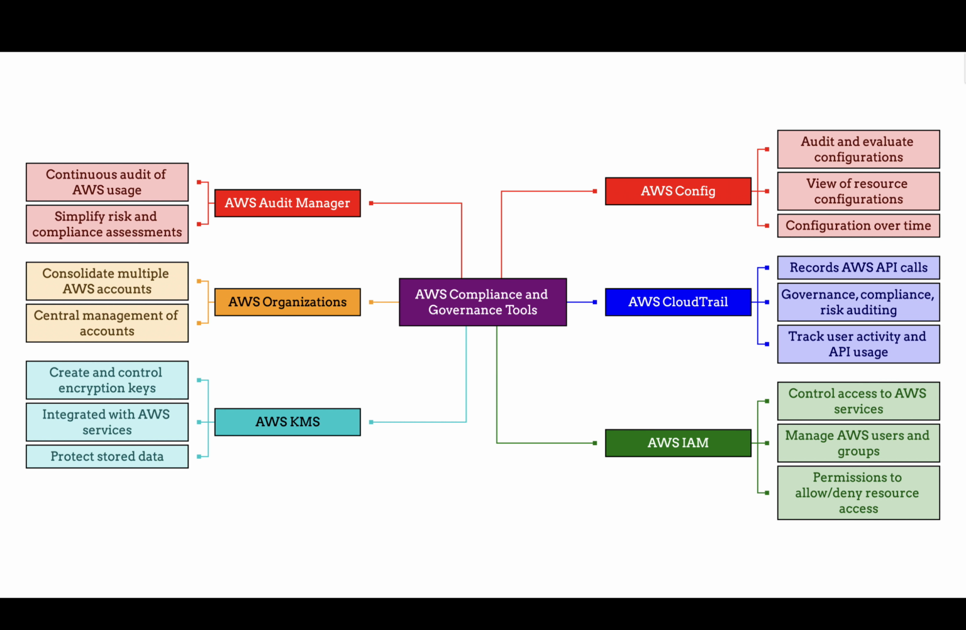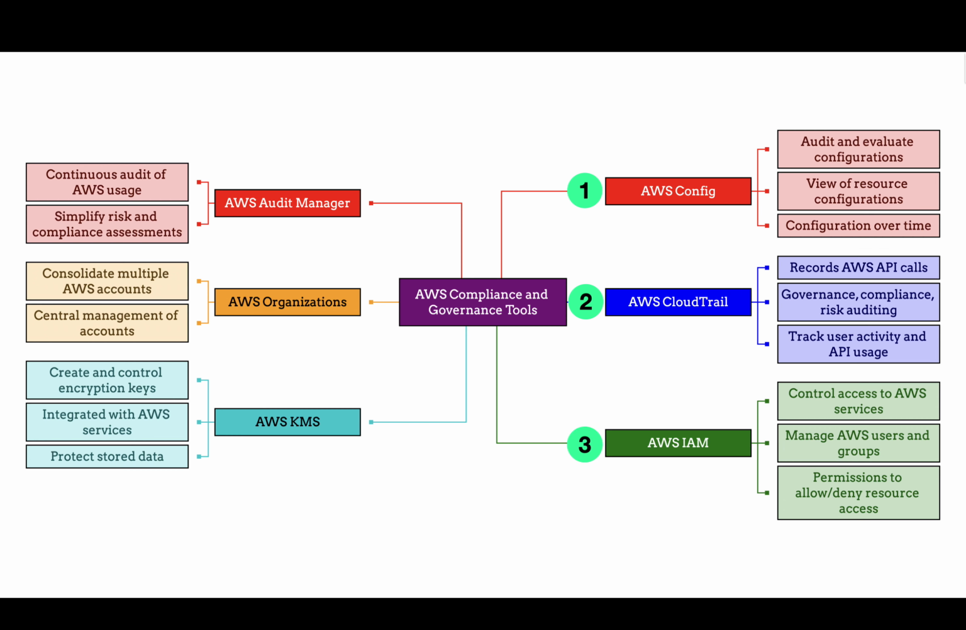AWS Compliance and Governance Tools. 1. AWS Config: a service that enables you to assess, audit, and evaluate the configurations of your AWS resources. It provides a detailed view of the configuration of AWS resources in your account, including how they are related to one another and how they were configured over time. 2. AWS CloudTrail: records AWS API calls for your account and delivers log files. It provides governance, compliance, and risk auditing by keeping track of user activity and API usage.